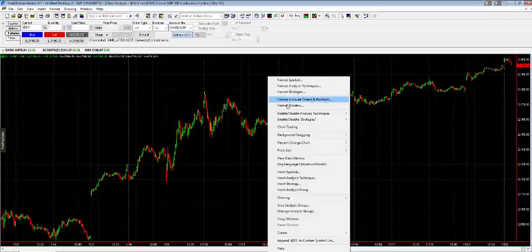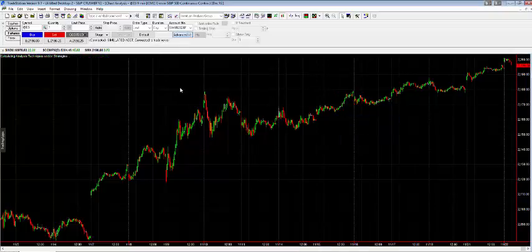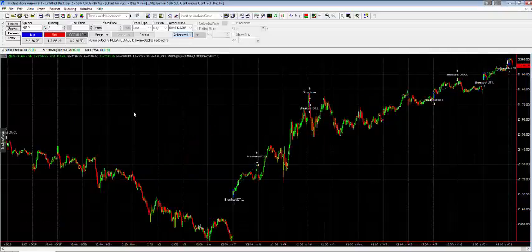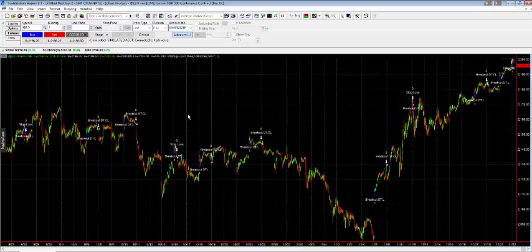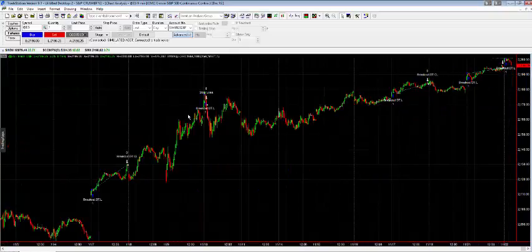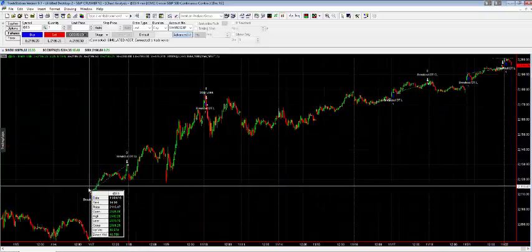So what I'm going to do right now is go ahead and enable the breakout strategy so that you can see the trades populate on the chart. And so right now TradeStation is calculating the trades, and it just added all the trades onto the chart in the back testing.